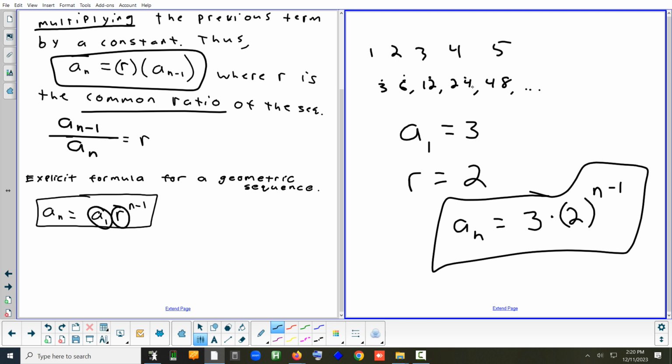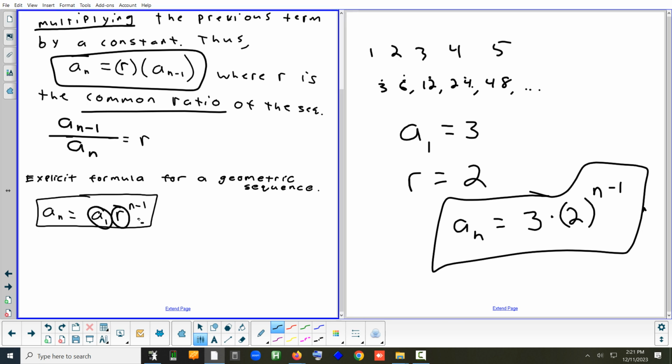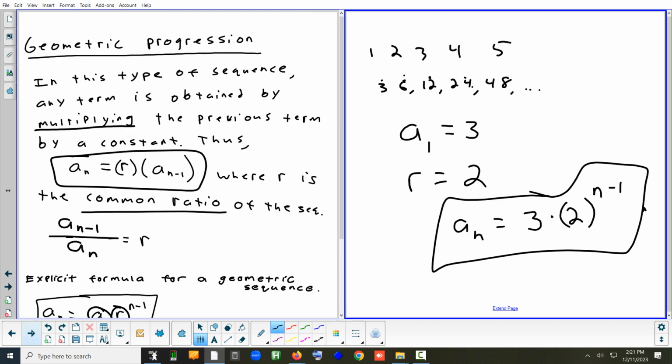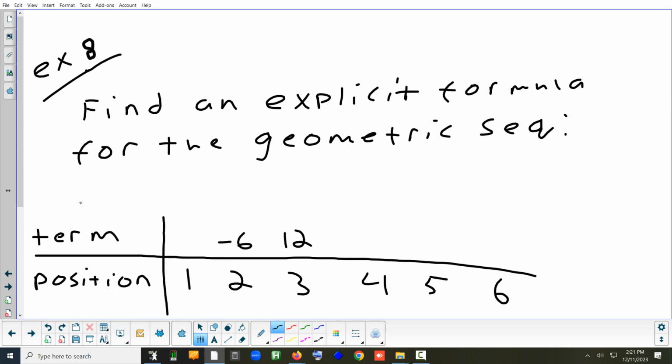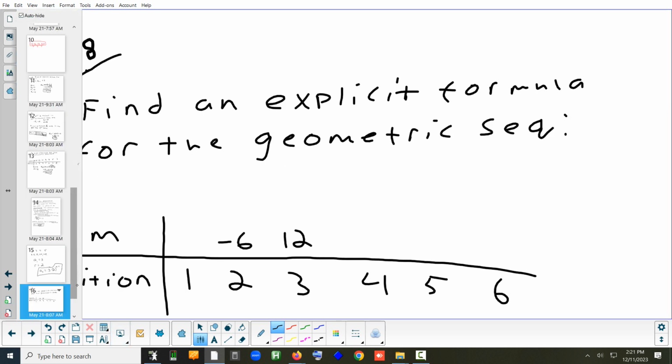I think some people have a harder time figuring this one out in their head, so now you don't need to. All you need to remember is this. And just fill in the first term, and fill in R. All right. Let's try, I think that's the last one.